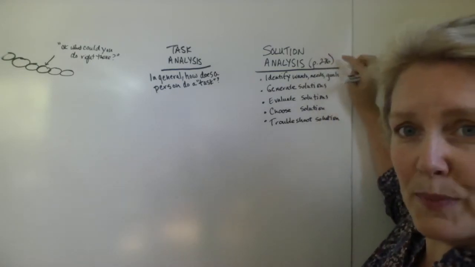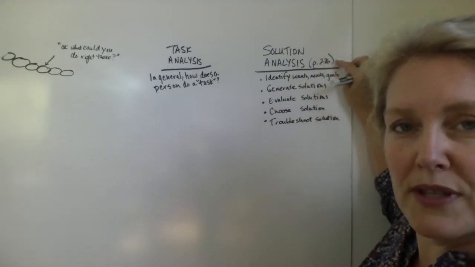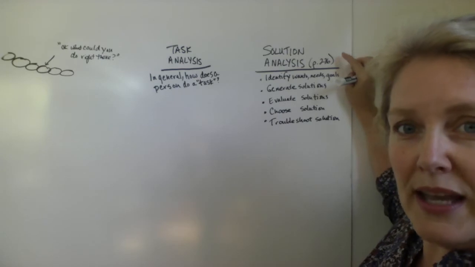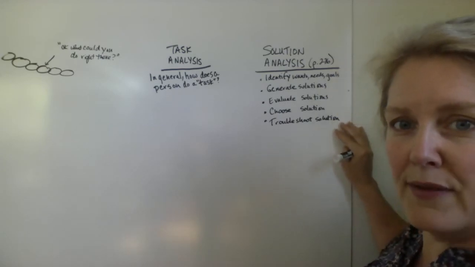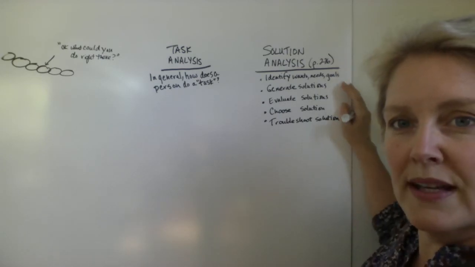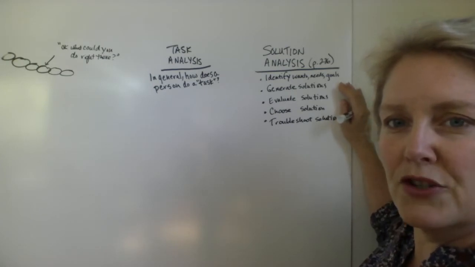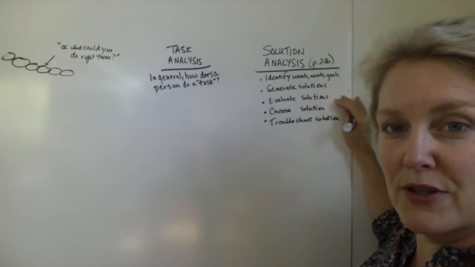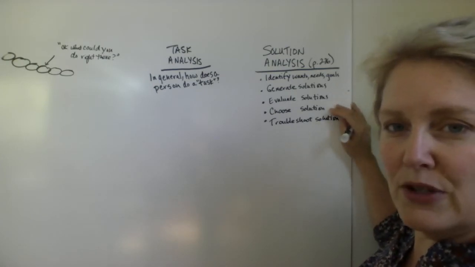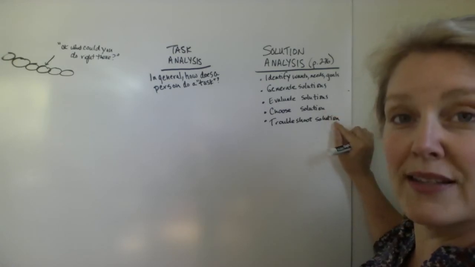Solution analysis, per Linehan's book, page 276 in that table, involves these 5 things. You identify wants, needs, goals, generate solutions, evaluate solutions, choose a solution, and then troubleshoot that solution.